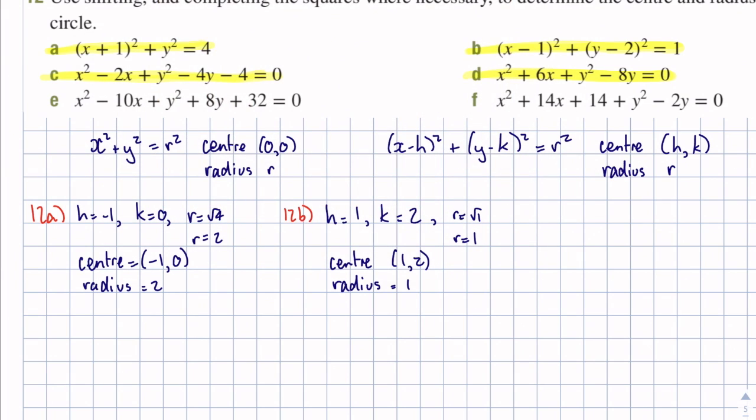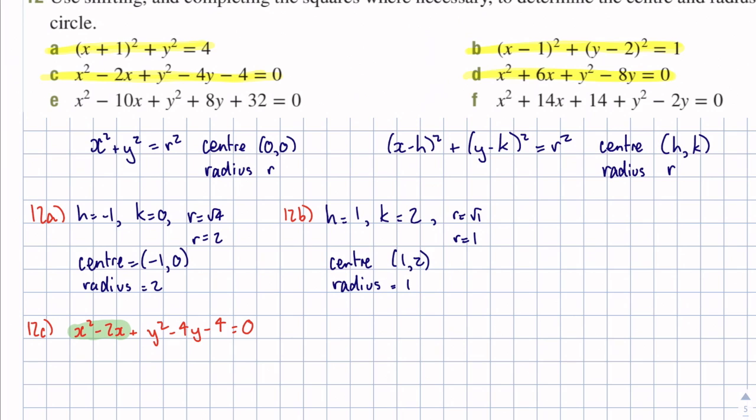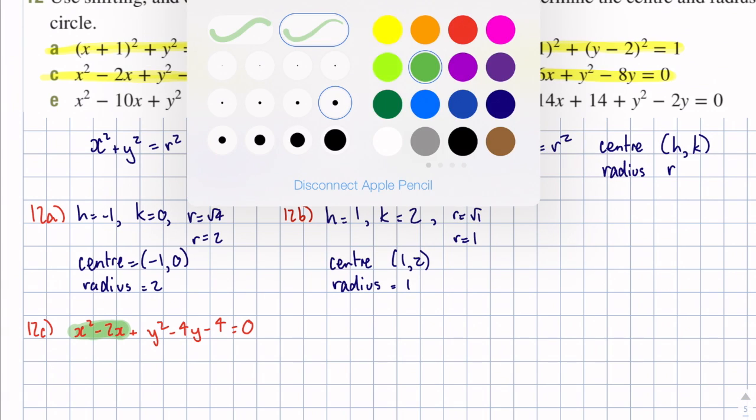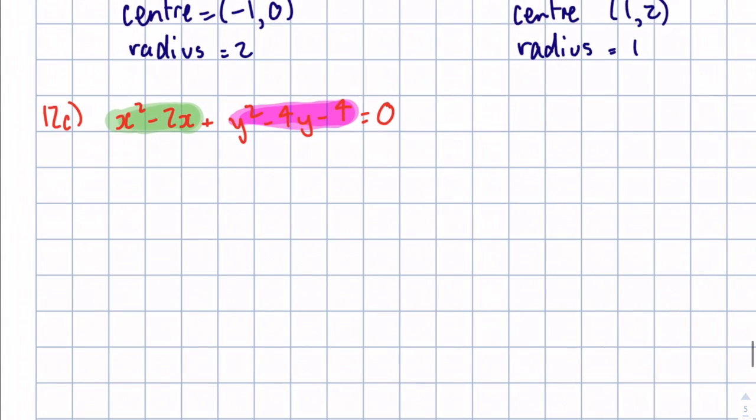So for 12c, they've said x squared minus 2x plus y squared minus 4y minus 4 equals 0. We need to get the x squared minus 2x in the form (x minus h) all squared, and we need to get the y squared minus 4y minus 4 in the form (y minus k) squared. The r squared will work out on its own. We do each of these by completing the square.